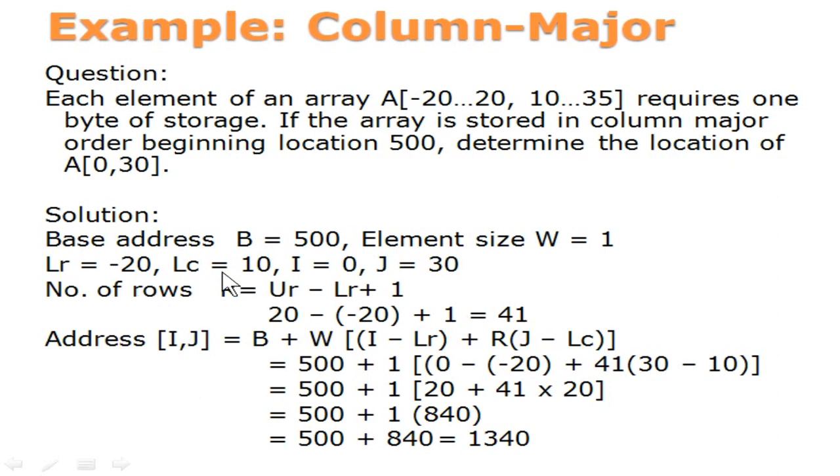Okay, number of rows. Now you are going to write the formula. Okay, so remember this is the only difference, R into J minus LC. Okay, that is the only difference with row major. Now you are going to substitute the value. So 500 plus 1 into 0 minus minus 20 plus 41 into 30 minus 10. So inner bracket has to be calculated. So this minus into minus becomes plus, you will get 20, and then 30 minus 10 becomes 20. So you will get 41 into 20. Next line you can see 500 plus 1 into, you are going to multiply 41 into 20, it becomes 820 plus 20 becomes 840.